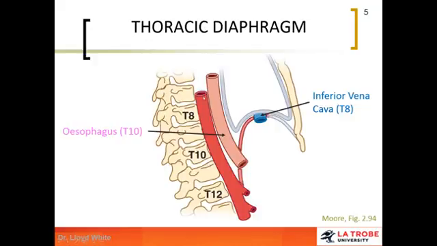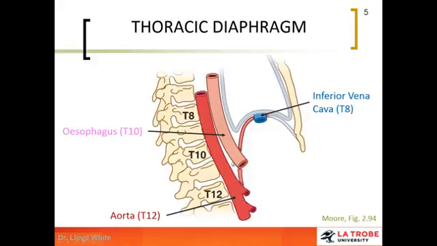And then the aorta is running along the vertebral bodies, and so isn't passing through the diaphragm until basically the diaphragm is attaching to the vertebrae. And this is about the level of the 12th thoracic vertebra. So the IVC goes through at T8, esophagus at T10, aorta at T12.